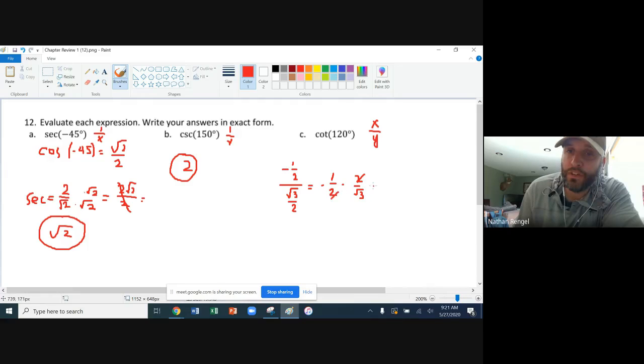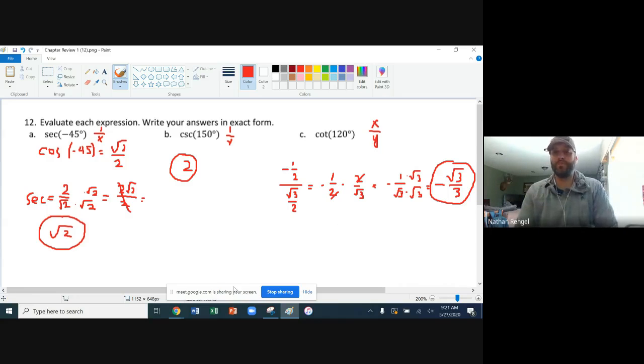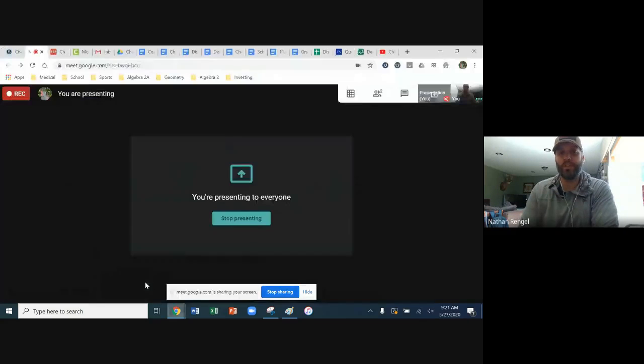And the 2's reduce out, so we end up with negative 1 over the root of 3 times the root of 3 over the root of 3. We're going to get negative root of 3 over 3. So at the end there, I have to rationalize. There's a root of 3 down in the denominator. And our cotangent of 120 is going to be negative root of 3 over 3.